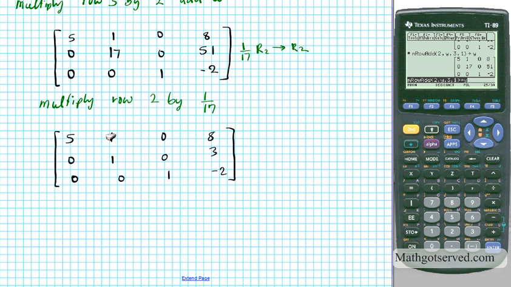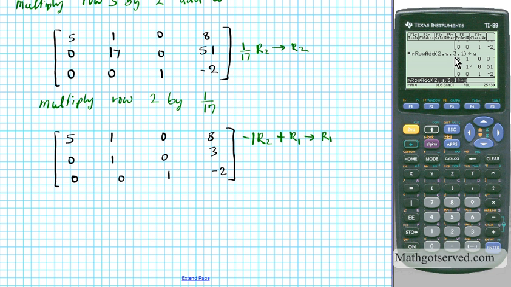well, we need 2 more steps. I need to make this a 0 and then make that a 1, okay? So how do I make this a 0? I need to look at this, get the opposite of that, and multiply it by this, okay? So to do that, I'm going to say negative 1 times row 2, and I'll add it to row 1. Alright, and then I'm going to store it in row 1.